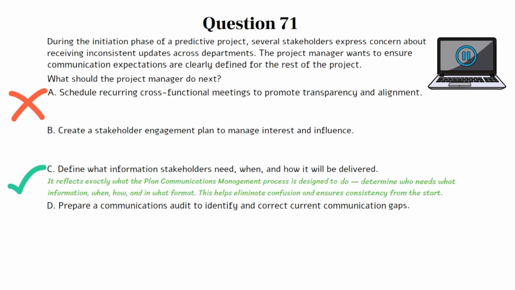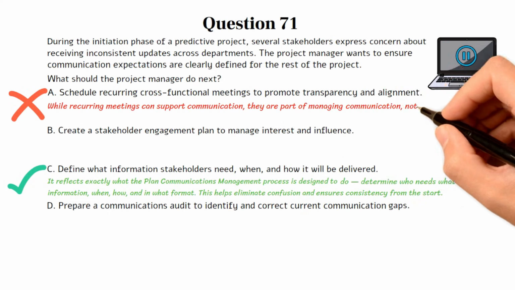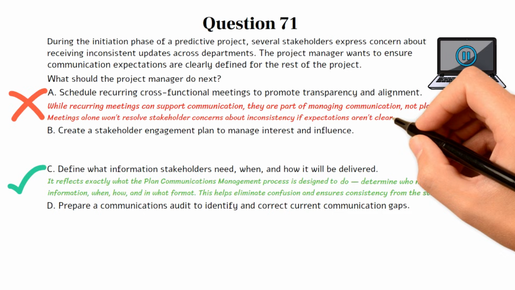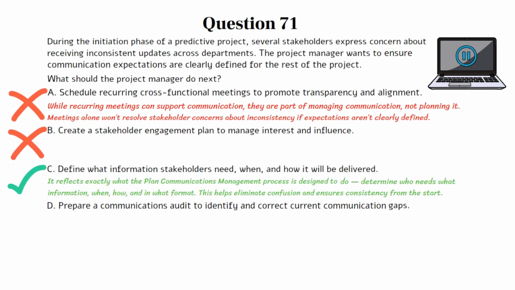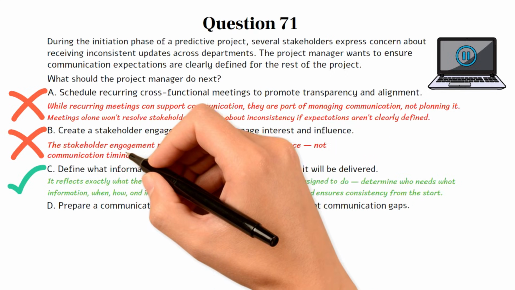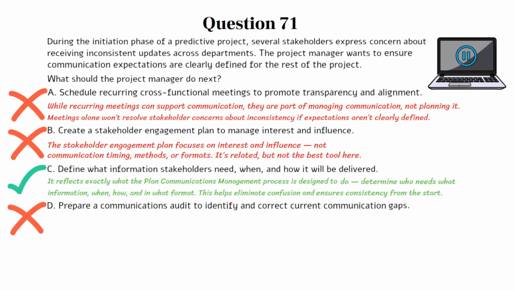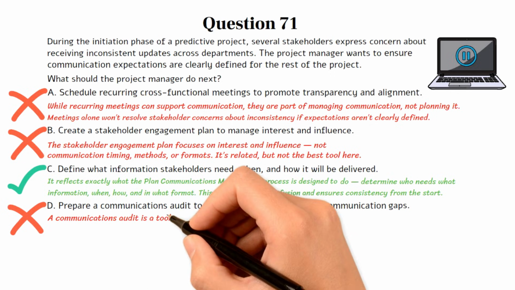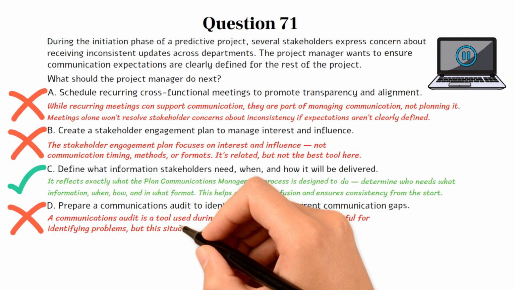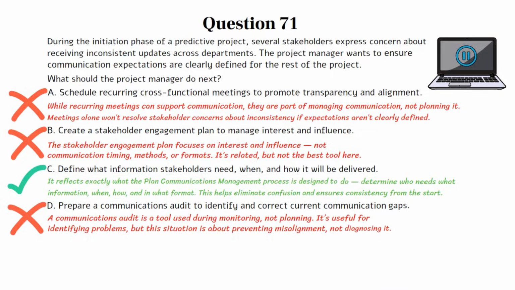Choice A is incorrect. While recurring meetings can support communication, they are part of managing communication, not planning it. Meetings alone won't resolve stakeholder concerns about inconsistency if expectations aren't clearly defined. Choice B is incorrect. The stakeholder engagement plan focuses on interest and influence, not communication, timing, methods, or formats. It's related, but not the best tool here. Choice D is incorrect. A communications audit is a tool used during monitoring, not planning. It's useful for identifying problems, but this situation is about preventing misalignment, not diagnosing it. Let's move on to the next question if you're ready.